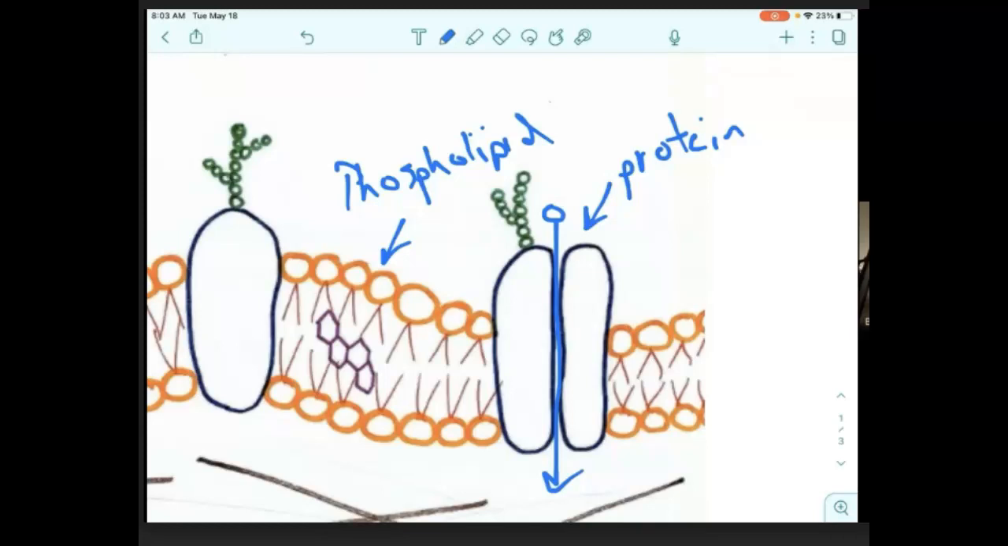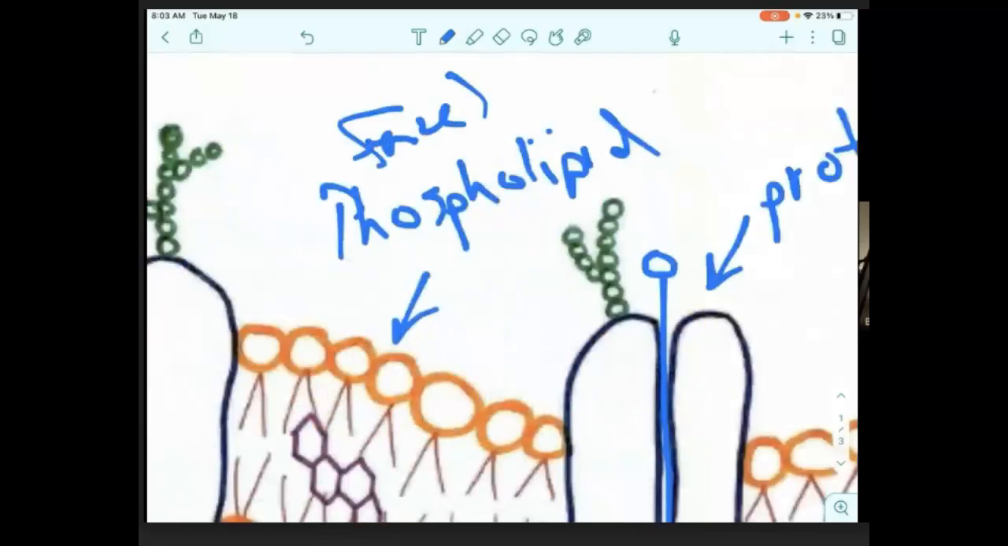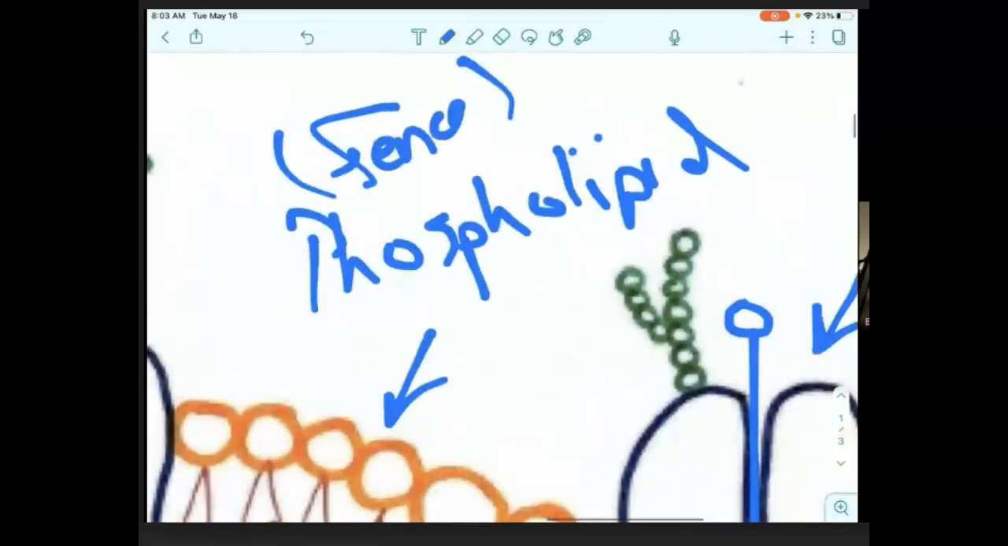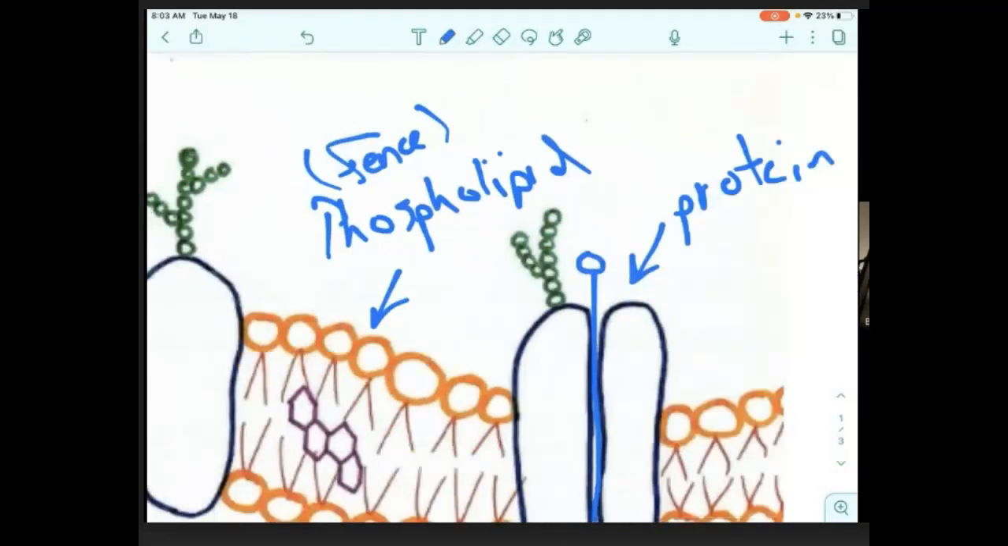Our phospholipid is like a fence. It keeps stuff in. Oops, that doesn't look like fence. It keeps stuff in, and it keeps stuff out. Doesn't look like fence either. Okay. It keeps stuff in. Right? The protein is like a gate. It's what's going to let things through the cell membrane.